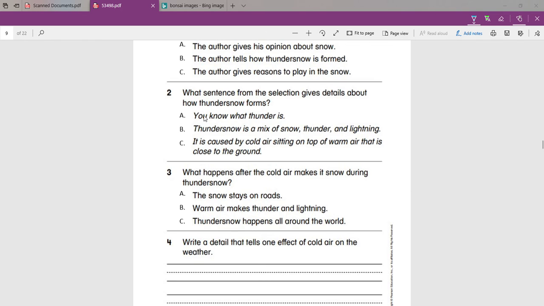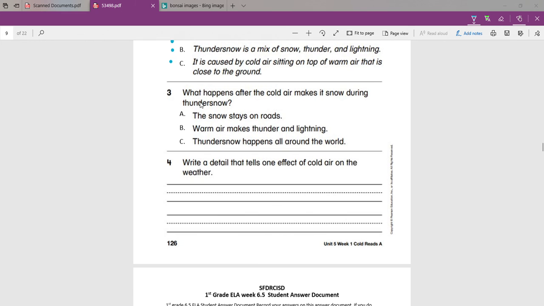A, you know what thunder is. B, thundersnow is a mix of snow, thunder, and lightning. C, it is caused by cold air sitting on top of warm air that is close to the ground. Aquí el detalle es que tienen que encontrar la que nos explica cómo se forma thundersnow. The thing that you need to find here, boys and girls, is which one of these tells us how thundersnow happens. ¿A cuál nos explica eso?